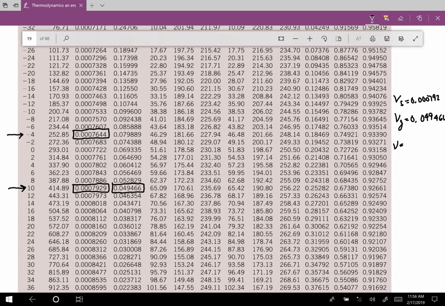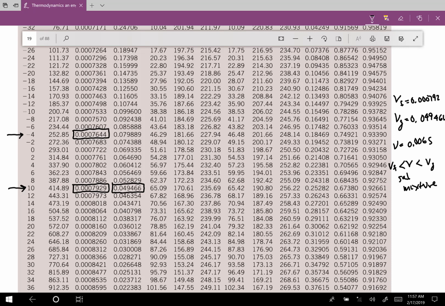Just to remind you, the specific volume that we were given was 0.0065 meters cubed per kilogram. What this means is that the specific volume of our refrigerant is less than the specific volume of vapor. So the specific volume given is 0.0065. This means that our specific volume is less than the specific volume of vapor at that temperature, and the specific volume is greater than the specific volume of the liquid. So this means that we have a saturated mixture.